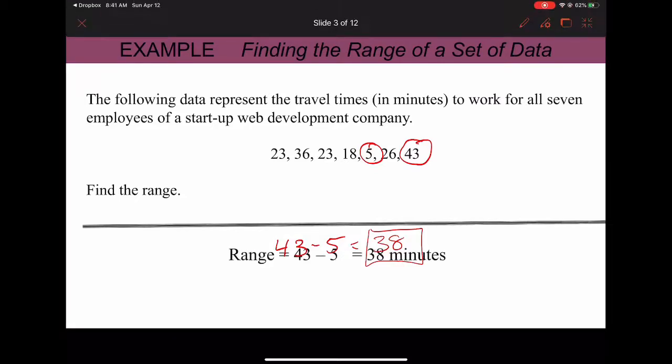I guess I already had that on there. Let me do some erasing. Who knew that I already had that on there?